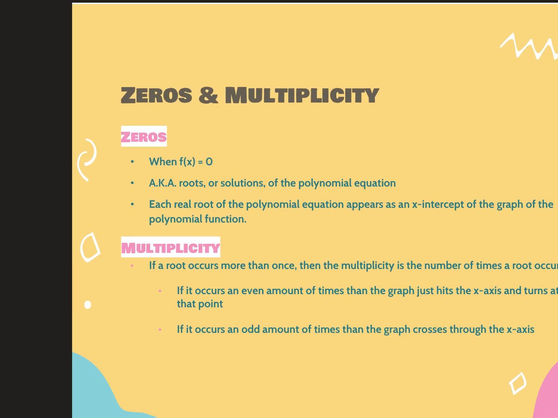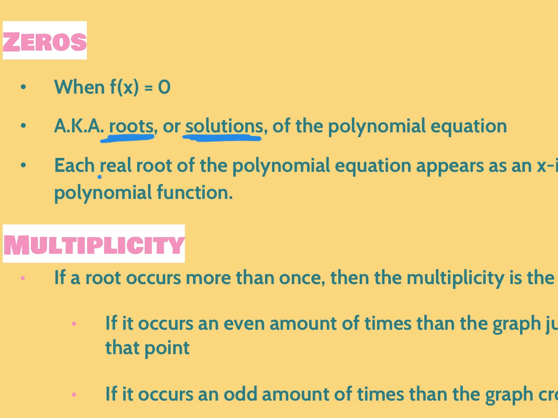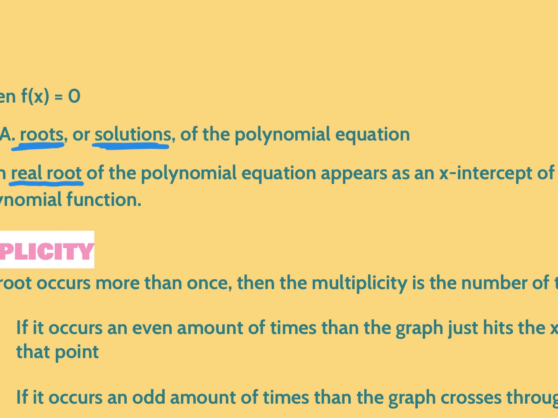All right, next thing we're going to talk about. We already talked about zeros already. You guys already know that. How do you find the zeros? You set f of x or y equal to 0. And when you find the zeros, you're also finding the roots or the solutions. Those words mean the same thing. And each real root could be gnarly looking. It could be like square root of 29 or whatever. But each real root is an x-intercept.